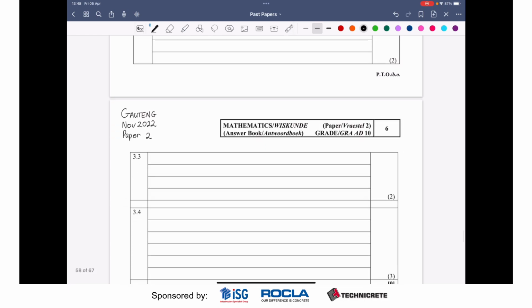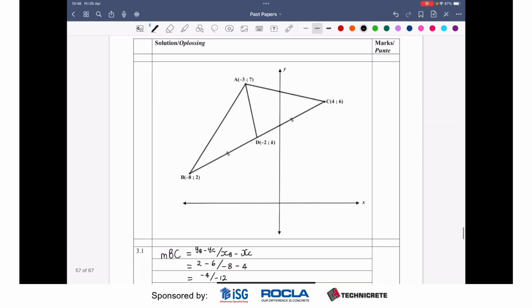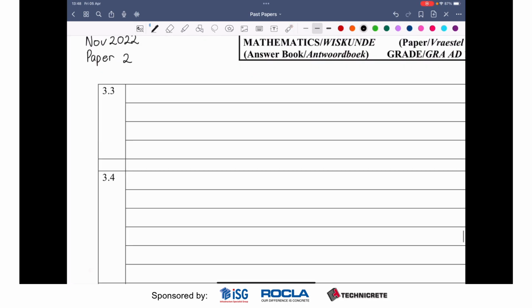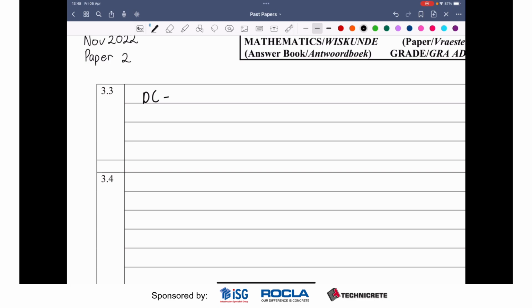Then 3.3 says to determine the value of k. So remember, we were told that k is the y value of the point D, and D is the midpoint of B and C. So if D is the midpoint of B and C, then that means that the x value is halfway between these two x values, and the y value is going to be halfway between these y values. And so I'm just going to use the midpoint formula. So I know that D has the coordinates negative 2, k, and k is what I'm trying to find out, and D is the midpoint of BC.